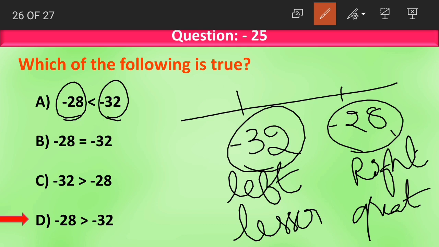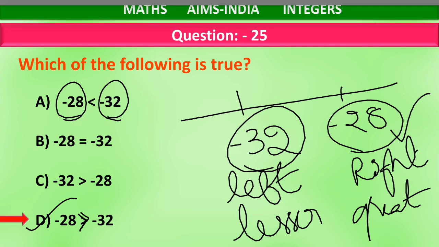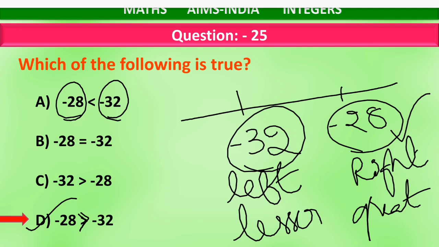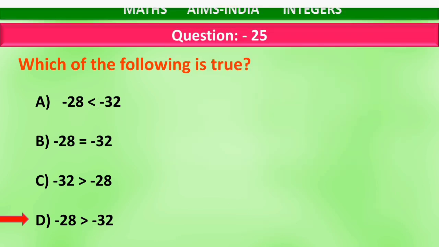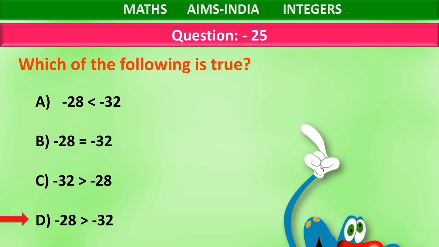Now which of the options here says that minus 28 is greater than? Option D. See, the sign is open towards minus 28, which means minus 28 is the greater number. Option D here says that minus 28 is greater than minus 32. So it is the correct option. Is this clear, class?